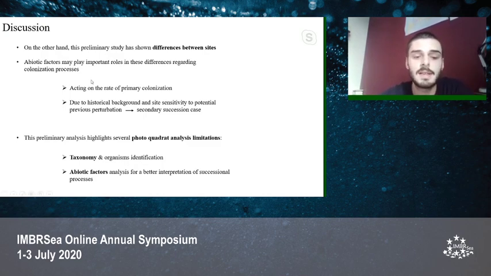This preliminary analysis highlights as well several photoquadrat analysis limitations, such as taxonomy and organism identification. In macrobenthic communities, there are small organisms which need to be either opened up or subject to molecular analysis in order to be identified to the species level, and a biotic factor analysis is needed for a better interpretation of successional processes.